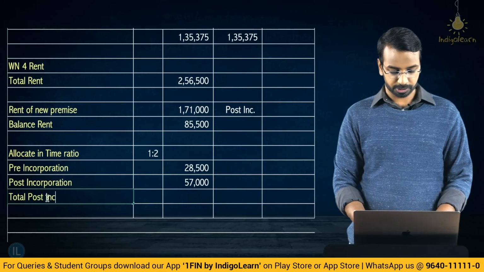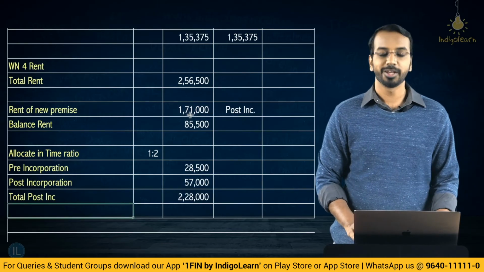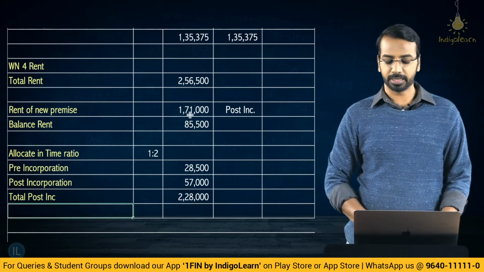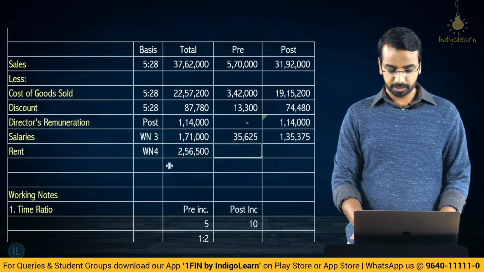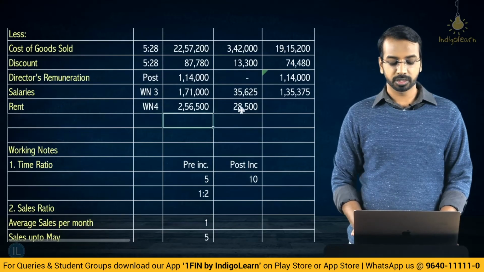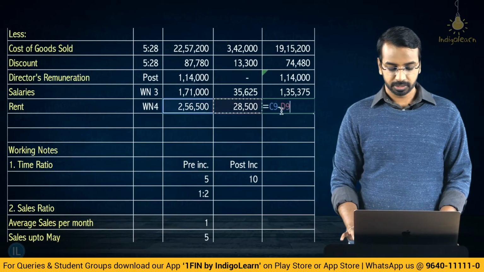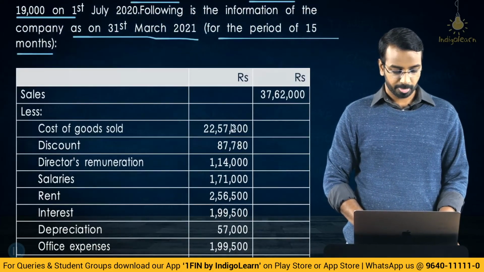So total post-incorporation will be 57,000 plus 171,000, which is 228,000. Very simple, right, nothing complicated. Total is 256,500, and here we calculated pre-incorporation 28,500 and post-incorporation, this minus this, 228,000. Okay, then rent is done.